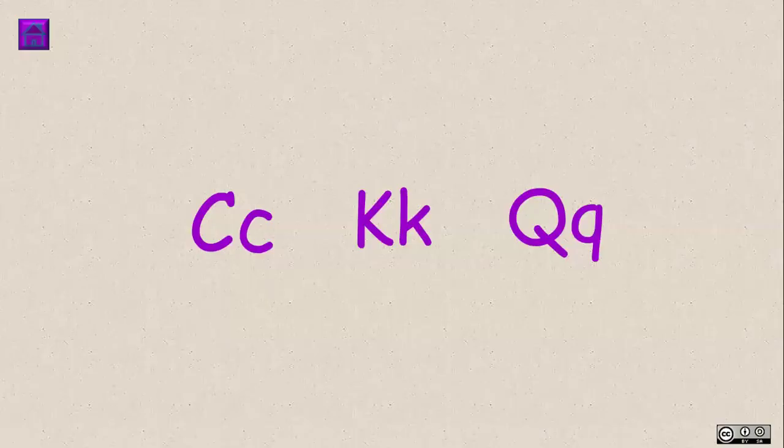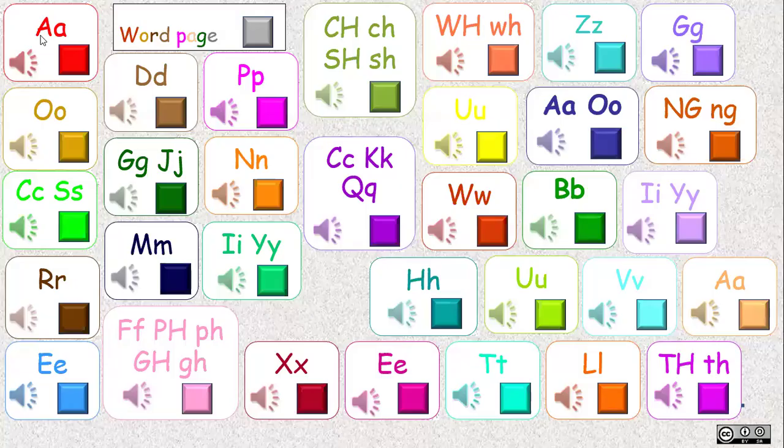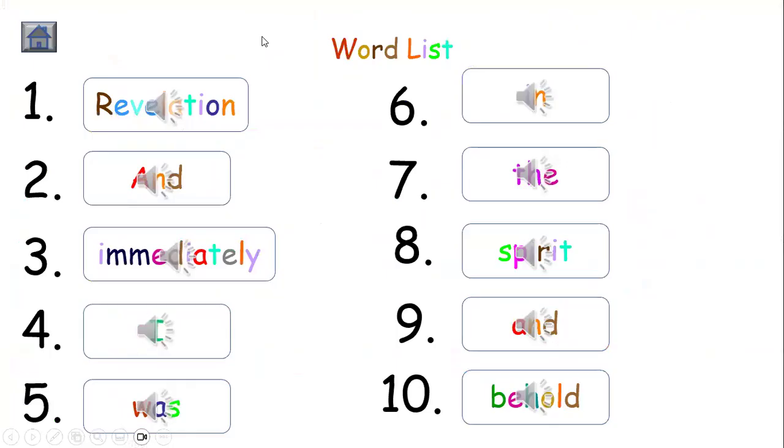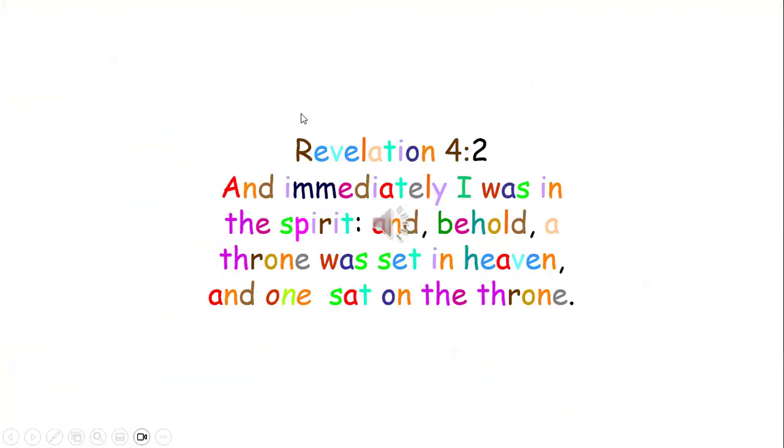It always takes us to this page for whatever reason. Click on home. It'll take you to the home page. Go to the word page. Scroll down until you find the verse, and click on it, and it will tell you Revelation 4:2. And immediately I was in the Spirit, and behold, a throne was set in heaven, and one sat on the throne.